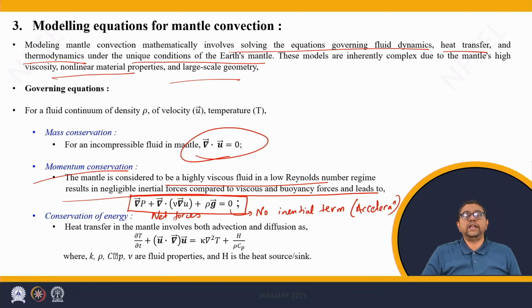There is no inertial term or mass into acceleration term on the right hand side because of the slow movement of materials owing to high viscosity. We have on the left hand side the first term as the pressure gradient, the second term as the viscosity, and the third term as the buoyancy term. Note that the viscosity term includes the viscosity coefficient nu inside the gradient operator. This is because nu is spatially dependent.